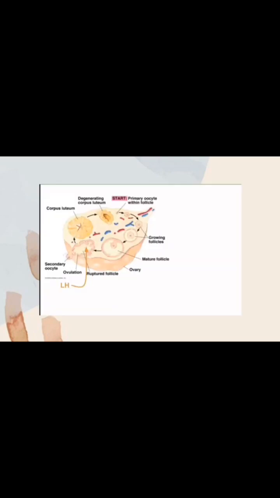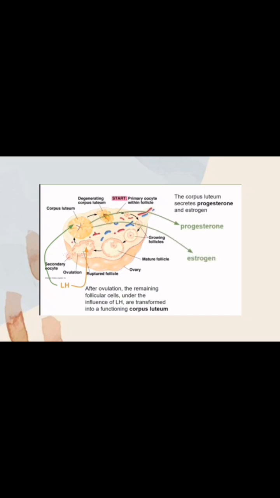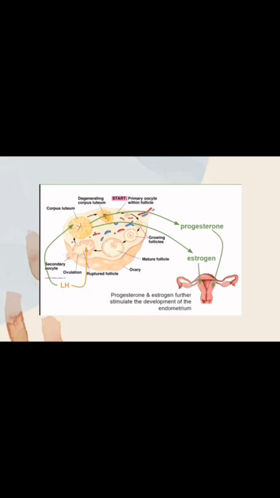In the last phase, we had LH causing ovulation; in the luteal phase, the LH continues to act on the remaining follicle cells and transforms them into a functioning corpus luteum. What this corpus luteum starts to do is secrete progesterone, which hasn't been secreted yet, and some more estrogen. Estrogen continues to stimulate the development of the endometrium, and progesterone also acts in a negative fashion to inhibit the development of other follicles.